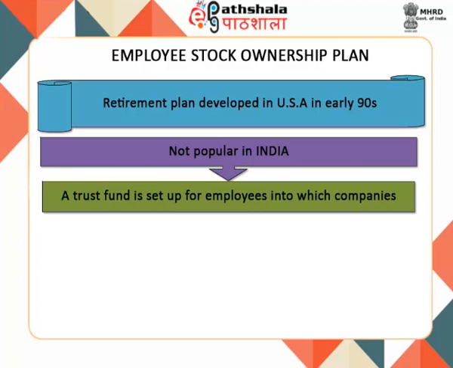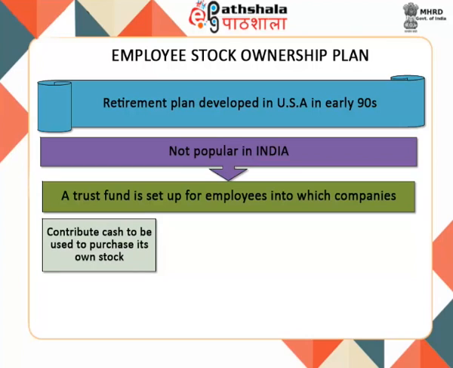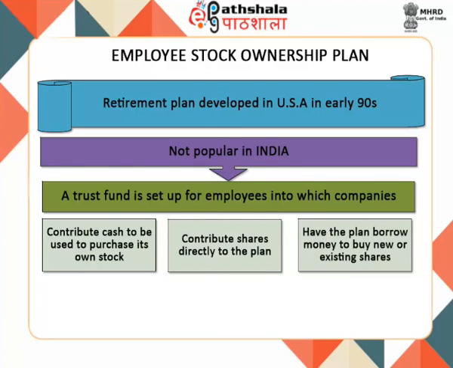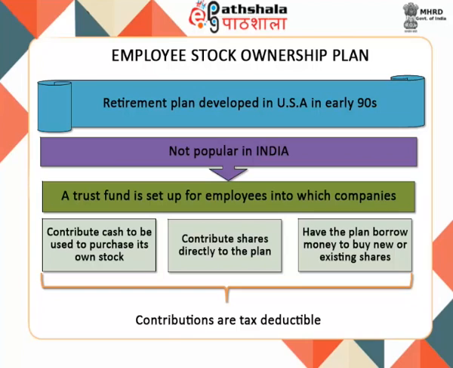A trust fund is set up for employees into which companies: 1. Contribute cash to be used to purchase its own stock, or 2. Contribute shares directly to the plan, or 3. Have the plan borrow money to buy new or existing shares, with the company making cash contributions periodically to the plan to enable it to repay the loan. In all the three cases, the company contributions are tax deductible with certain limits. Employees pay tax only when they receive the stock at the time of retirement or when they leave the company.